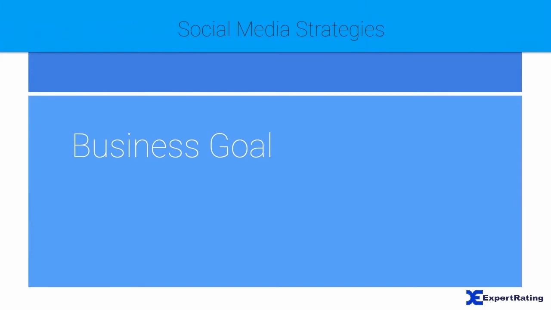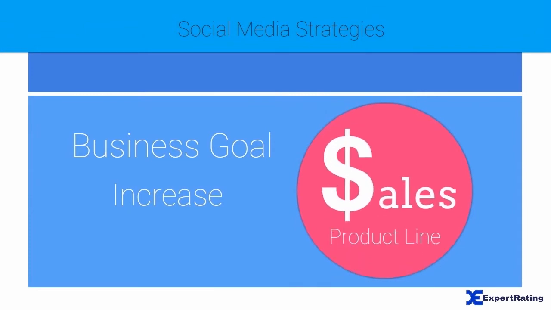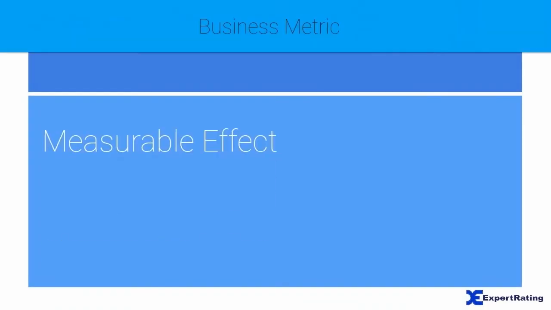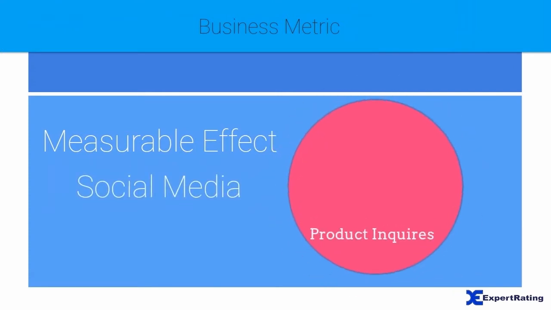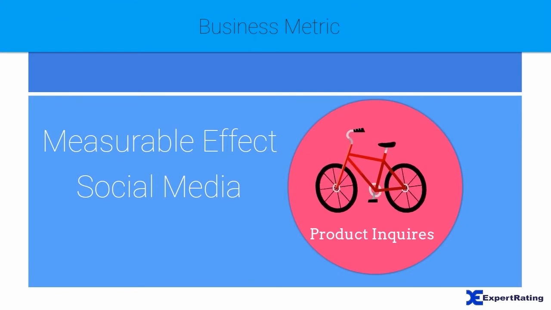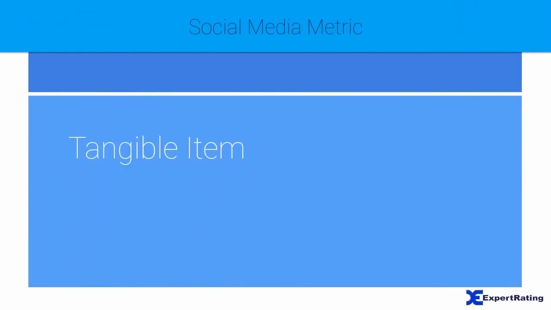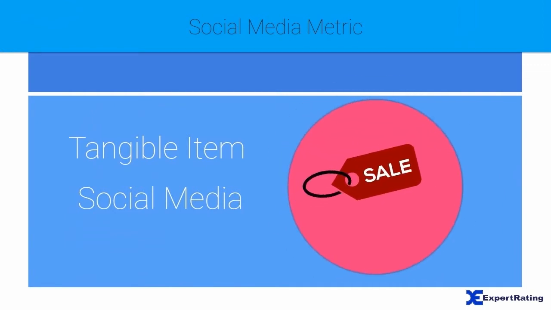An example of a well-defined business goal would be a sporting goods store increasing their sales by selling more bicycles. A business metric is a measurable response produced by a social media campaign. An increase in consumer inquiries for the product being promoted in a social media campaign is an example of a business metric. A social media metric is the tangible item that is traceable to a social media campaign. A sales coupon generated by a social site that discounts the product is an example of a social media metric.